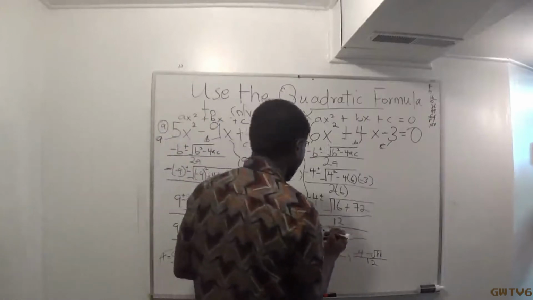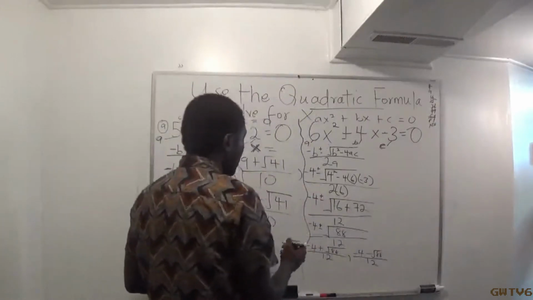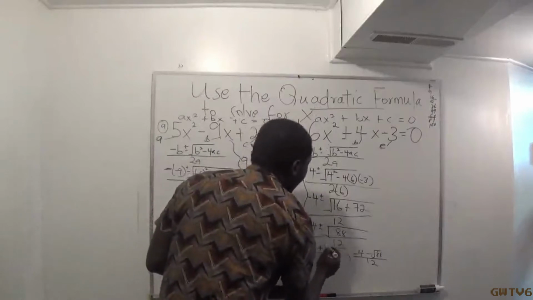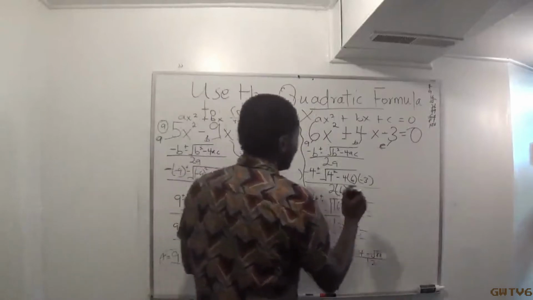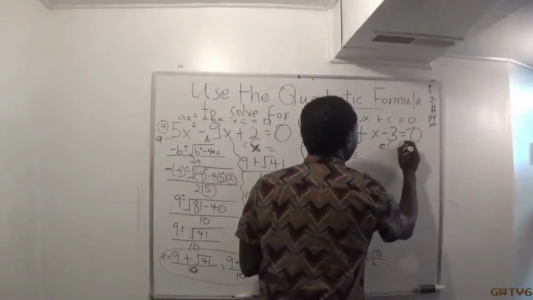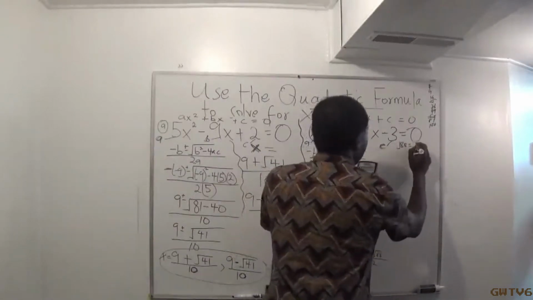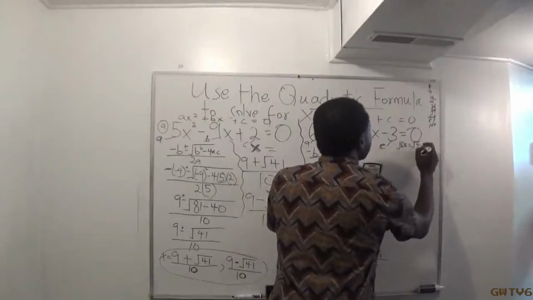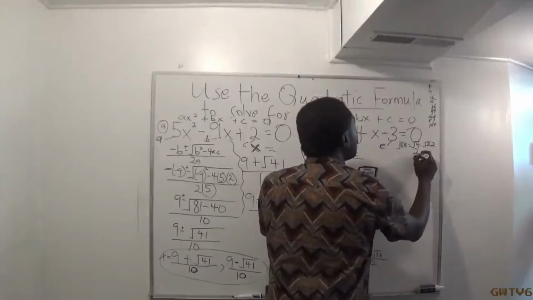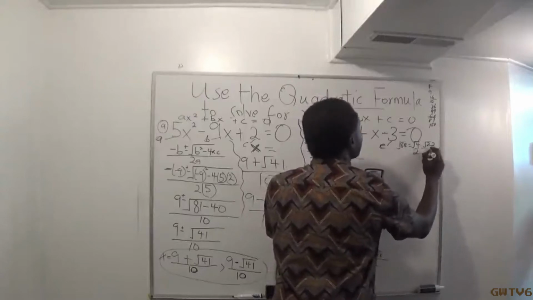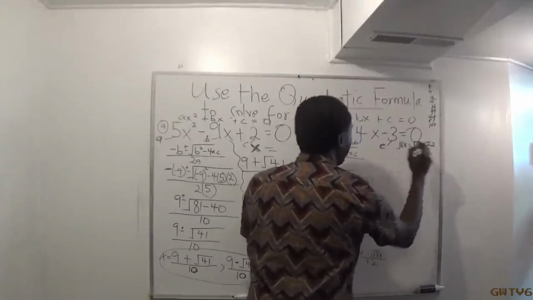So let me do this. I'm trying to simplify the square root of 88 first, right? So what about I just do it on the side? Let me break that part down. Square root of 88, I got square root of 4 times square root of 22. And square root of 4 is 2. Square root of 22, there is no square root of 22, so that stays the same.